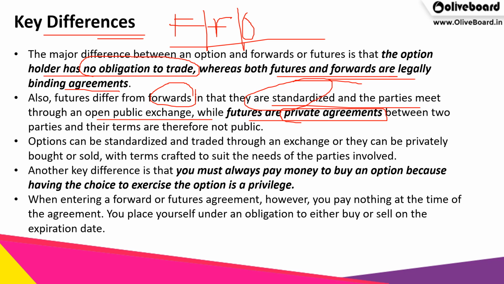Now we have to pay money to buy an option because we have the choice to exercise the option as a privilege. But when we get into a forward or future agreement, we don't have to make a payment or give a service fee, because it is obligatory on us to make sure that the transaction is completed on the specified date. So these are the key differences between forward, futures and options.